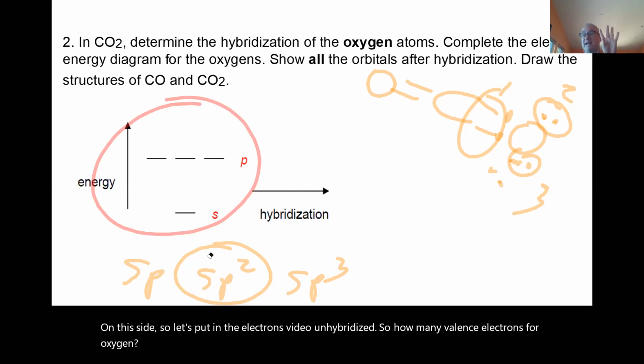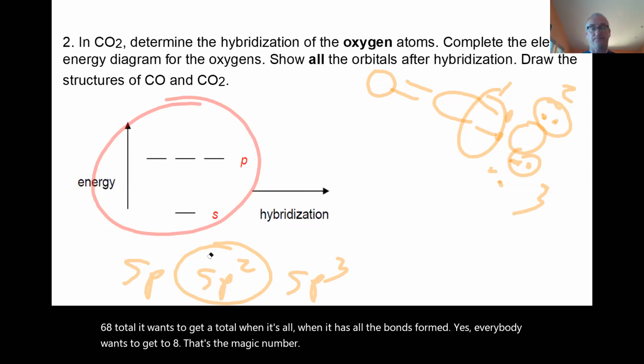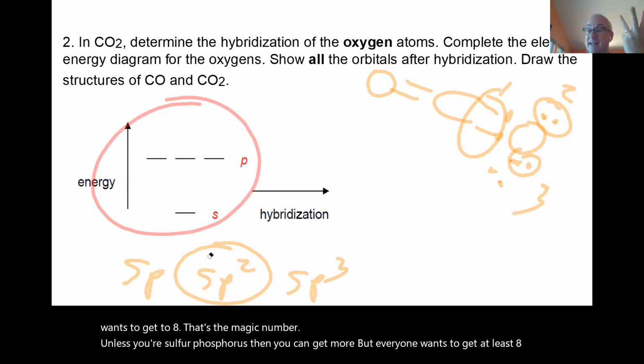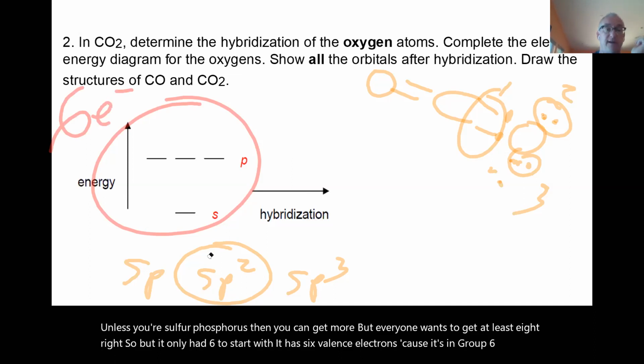It wants to get 8 total when it has all the bonds formed. Everybody wants to get to 8. That's the magic number. Unless you're sulfur or phosphorus, then you can get more. But everyone wants to get at least 8, right? But it only has 6 to start with, because it's in group 6. So we're going to have to put 6 electrons in here.